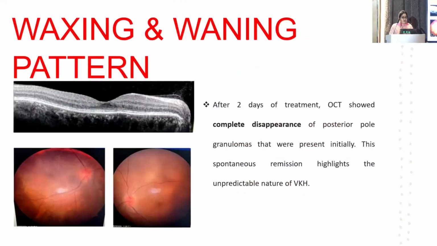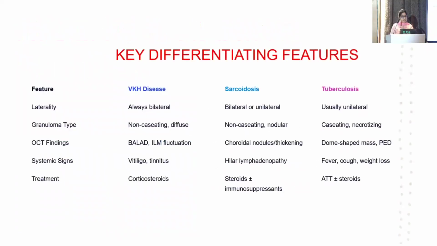After starting the patient on oral and topical steroids, OCT showed complete disappearance, after 2 days, of the posterior pole granulomas that were present initially. This spontaneous remission highlights the unpredictable nature of VKH. The key differentials kept in mind were VKH disease, sarcoidosis and tuberculosis.